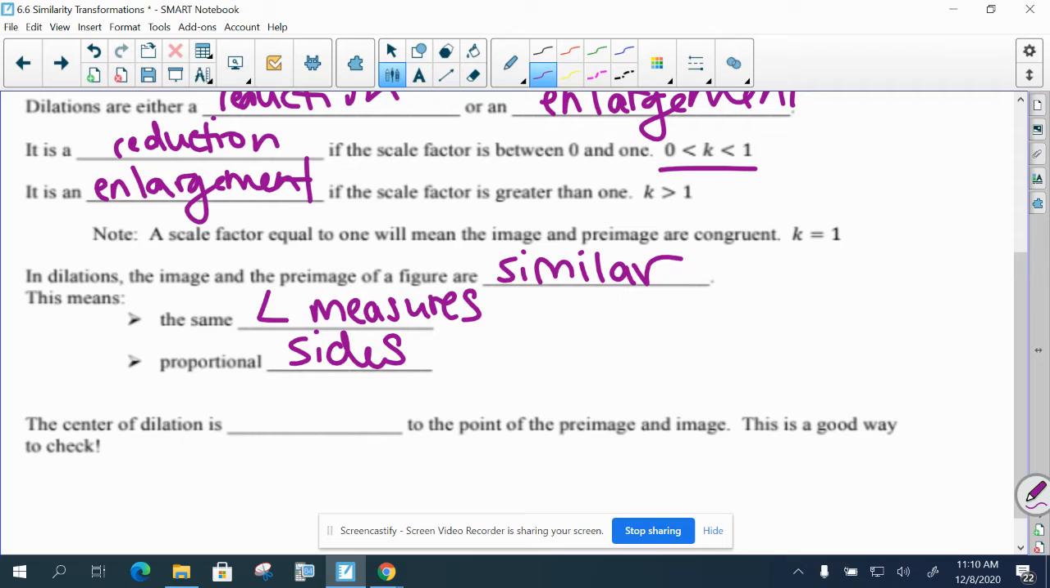So the center of dilation is, this is important, this is a new part here. The center of dilation is collinear with the point of the preimage and image. This is a good way to check. That's exactly what I was talking about above with drawing a line through the center of dilation and through your image and preimage points. They should be collinear. You should be able to draw a line through all 3 of those points for each vertex.